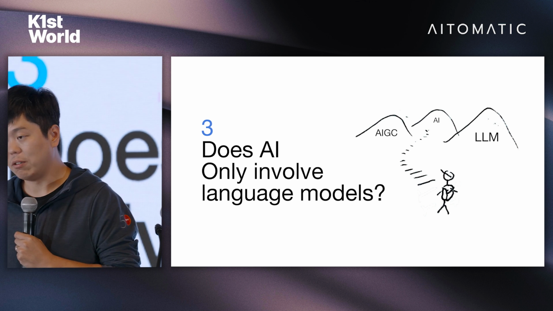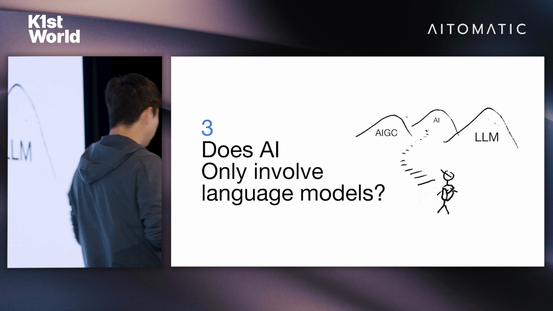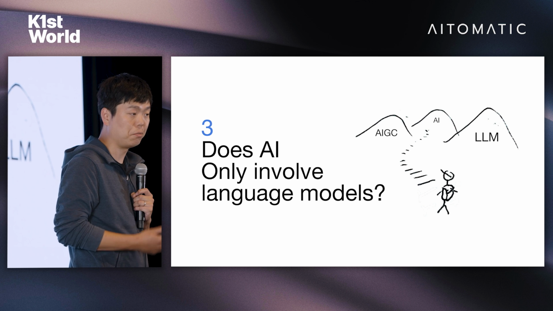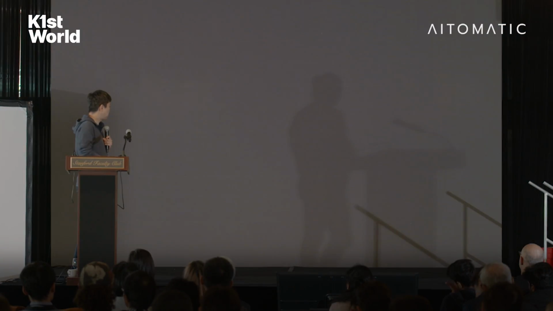The next question is, if we already solved all those problems of large language models and natural language processing, does AI only involve language models? The reason I want to say this is mainly because there is such a big popularity, such a big mind share, of language models. It seems as if we just need to call GPT or Llama and solve all the problems. My argument is probably not.